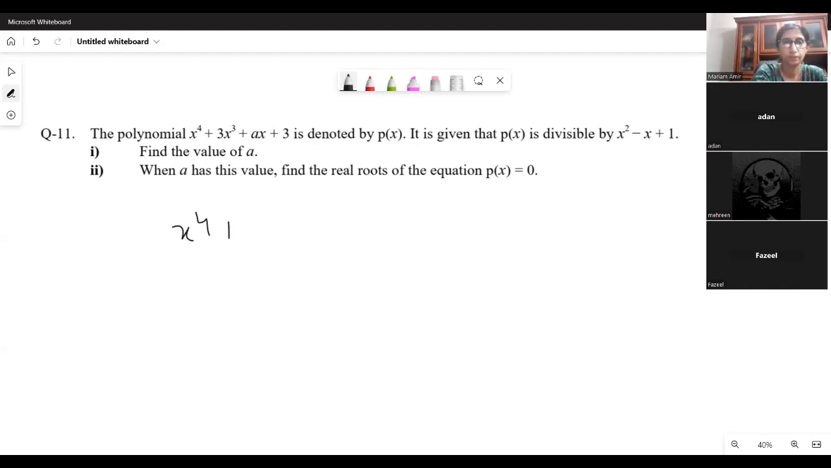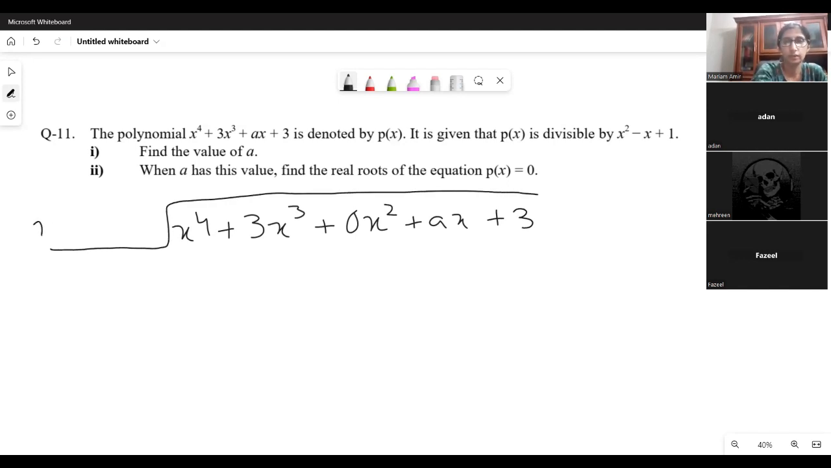x power 4 plus 3x cube plus ax plus 0x square plus ax plus 3, divided by x square minus x plus 1. So x square at the top: x power 4 minus x cube plus x square. Change the signs: minus plus minus.